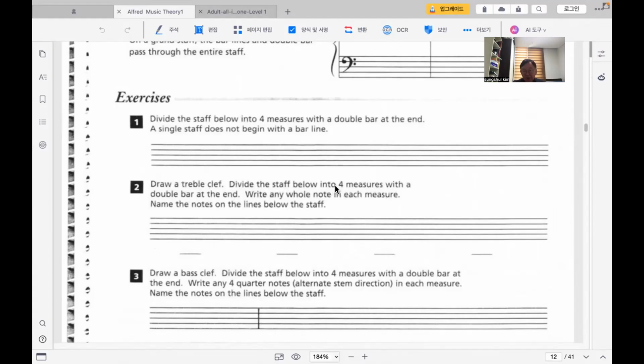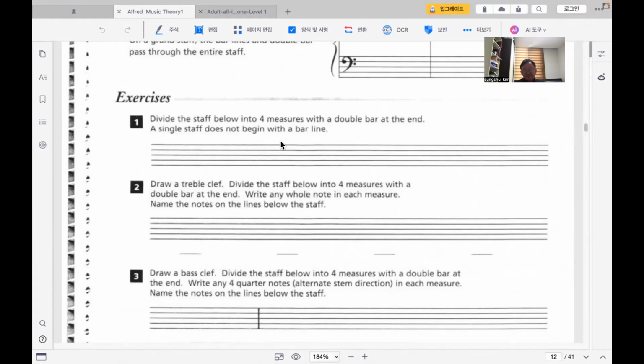Divide the staff below into 4 measures. What are 4 measures? 1, 2, 3, 4. Last, a double bar, like this. What's next? Write any whole note. A whole note means a 4-beat note, one in each measure. Name the notes on the lines below the staff. Okay. Draw the treble clef. Any notes are okay. Draw right here.